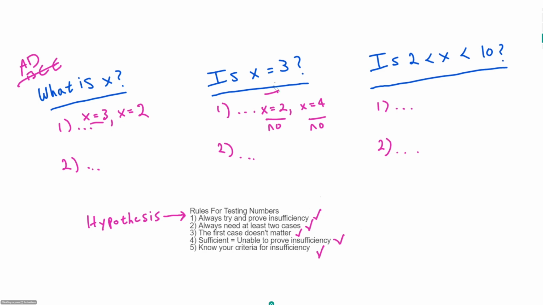And so if I'm trying to prove insufficiency, I want to maximize the likelihood of getting a 3 for X. And so let's say that on my third try here, I get X is equal to 3. So I now have a no and a yes to my question. Well, that satisfies my criteria for insufficiency, and I can stop here. I have proven it. But let's say this last example, I had gotten X is equal to 5.